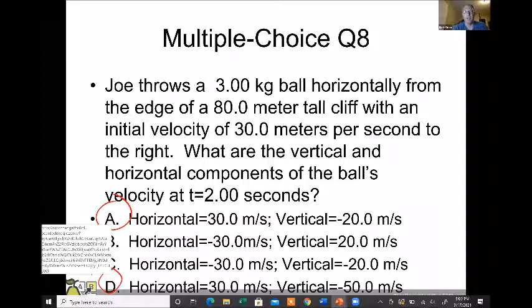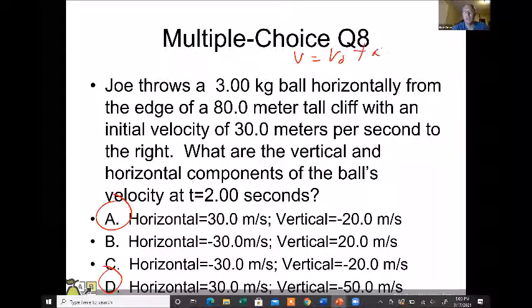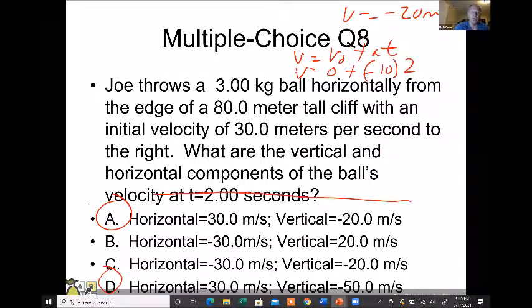The vertical velocity, remember, we can find using this. We know that it starts off with 0 vertical velocity. It accelerates at negative 10. And in this case, it does that for 2 seconds, which means our final vertical velocity is going to be negative 20 meters per second. So we have a horizontal velocity of 30 meters per second. And by the time we get to 2 seconds, we've got a vertical velocity of -20.